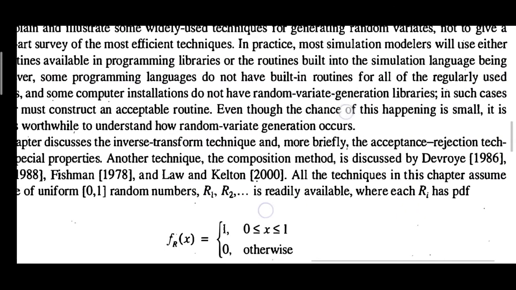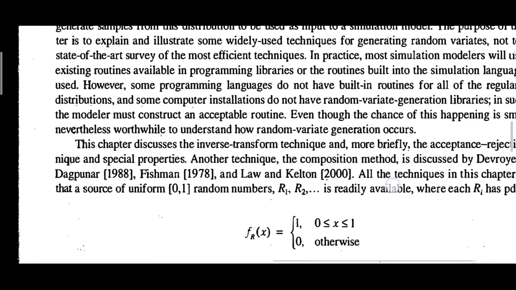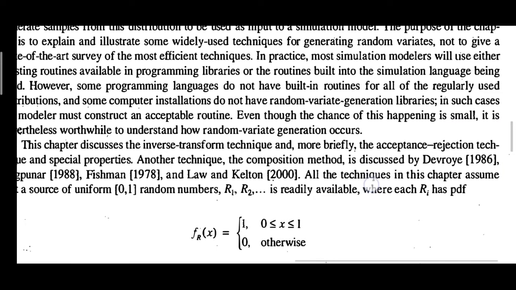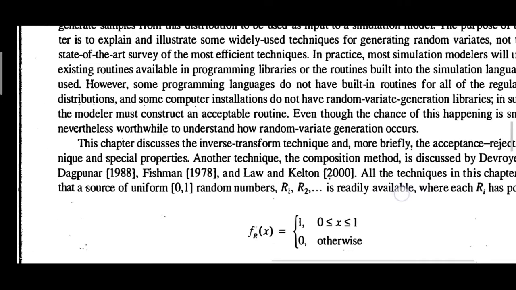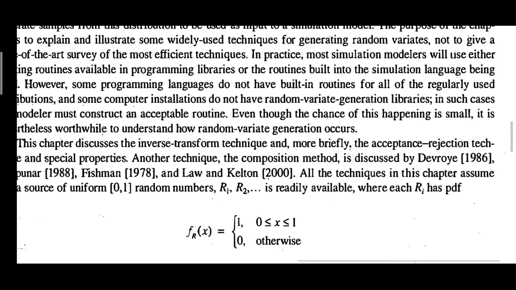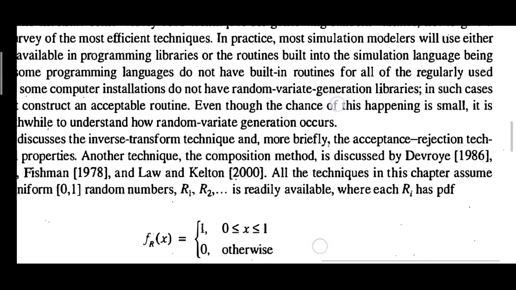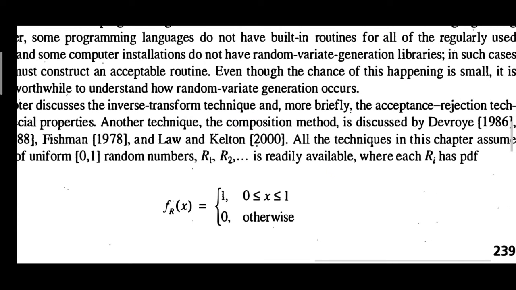All the techniques we are discussing were proposed by the people listed here: Law, Kelton, Fishman, and others, in the years 86, 88, 78, as well as 2000 respectively. The main thing you have to remember, you have to concentrate here: the random number should be in the range of 0 and 1, and let them be denoted as R1, R2, and so on up to Rn.